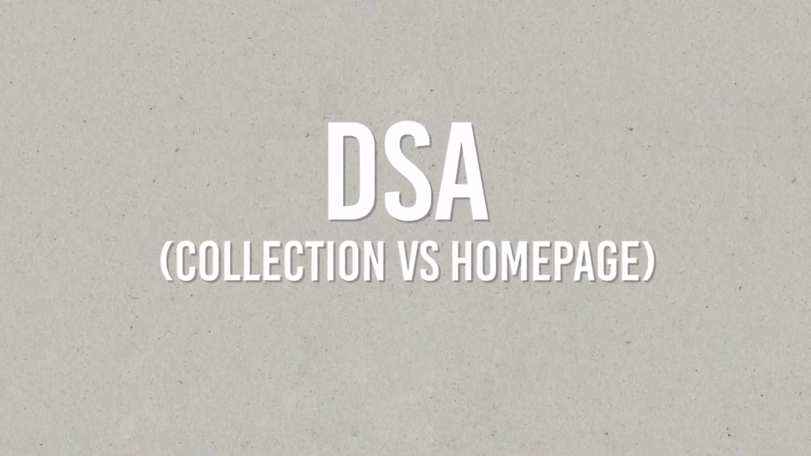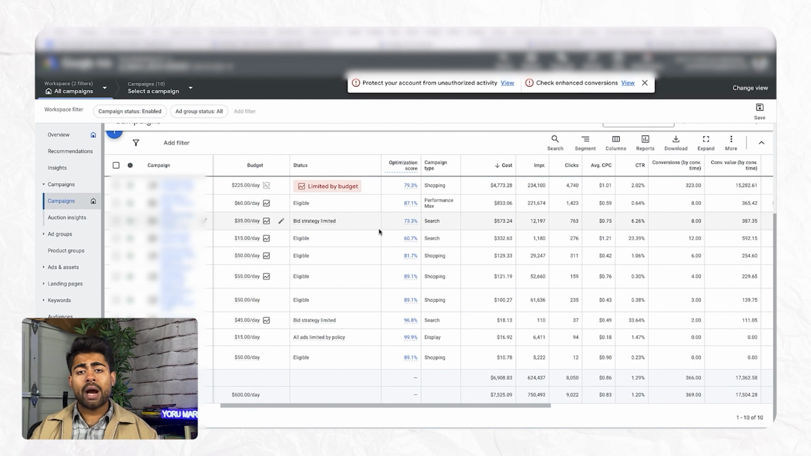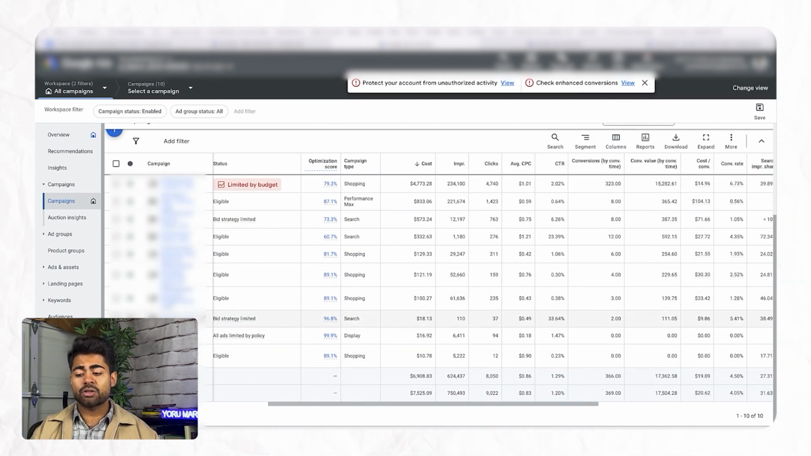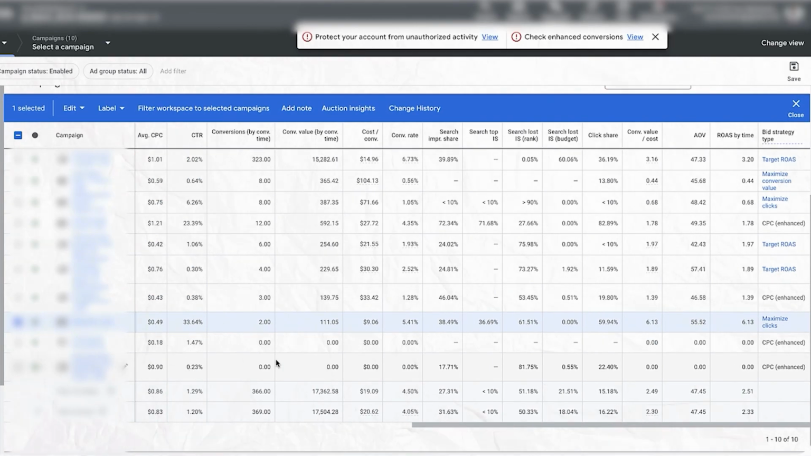But that brings us to the third strategy on the list, which is the dynamic search ad collection versus homepage strategy. Now, if you've been following me for a while, you know that I love dynamic search campaigns because they reduce the amount of work needed to make a search campaign work. But the right way to do a dynamic search campaign in 2023 has changed completely from what it used to be in 2022. So with this dynamic search campaign right here, as you can see, we're running it at a 6.13x ROAS for this e-commerce brand.